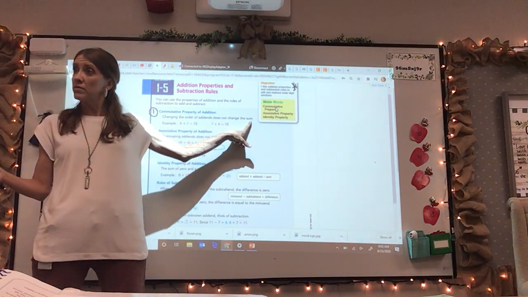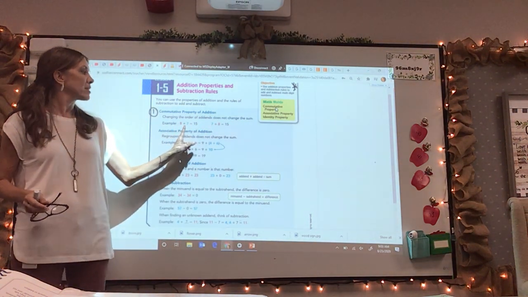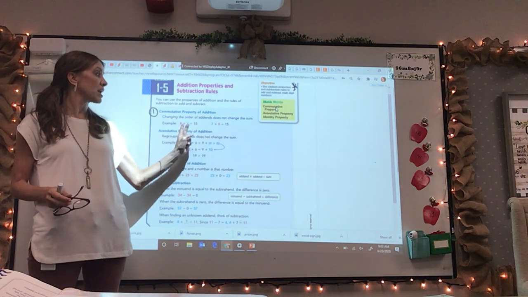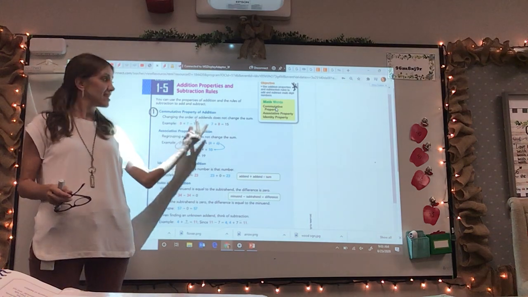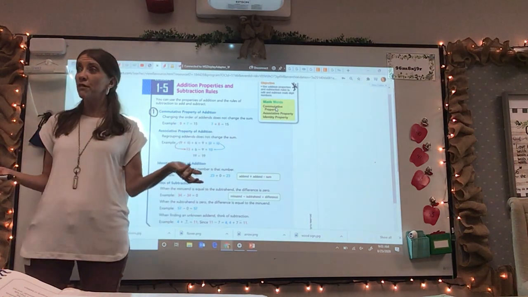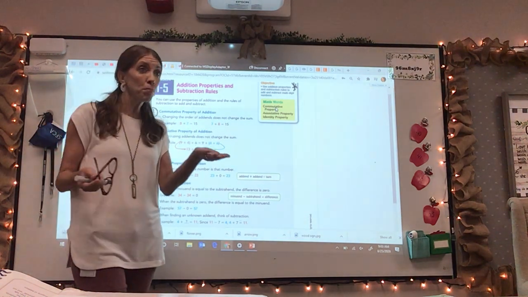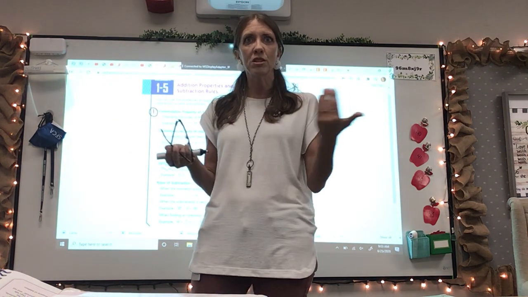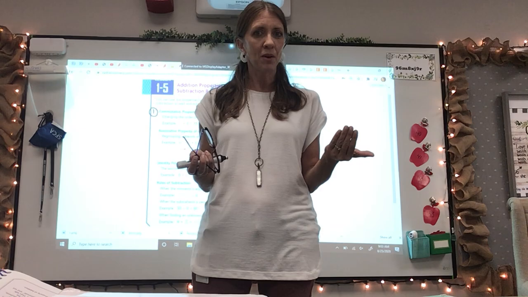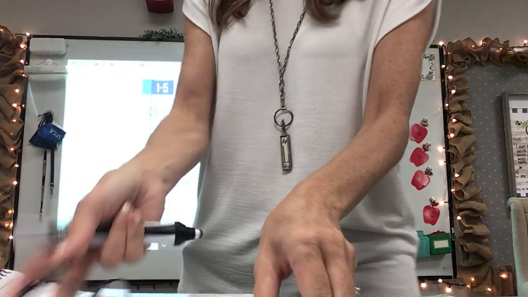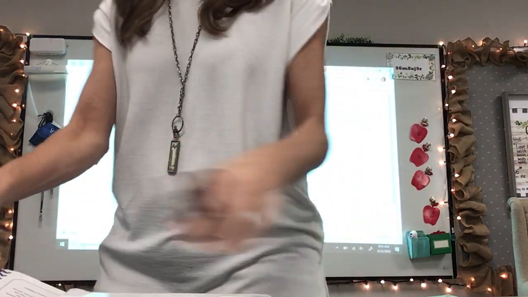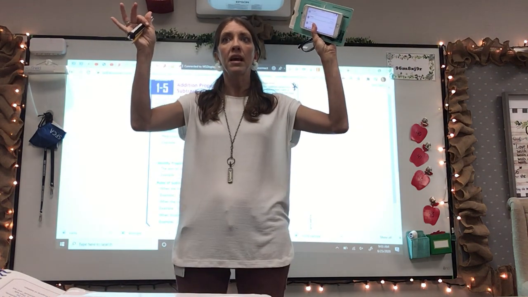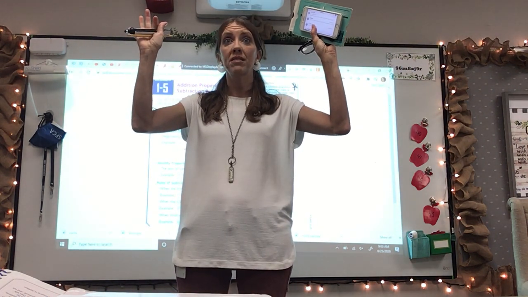That's the rule. If you say 8 plus 7 equals 15, and you change them, or they commute, 7 plus 8 is still 15, right? 2 plus 3 is what? 5. 3 plus 2 is also 5, right? I have 3 things in this hand and 2 things in this hand. How many things total do I have?